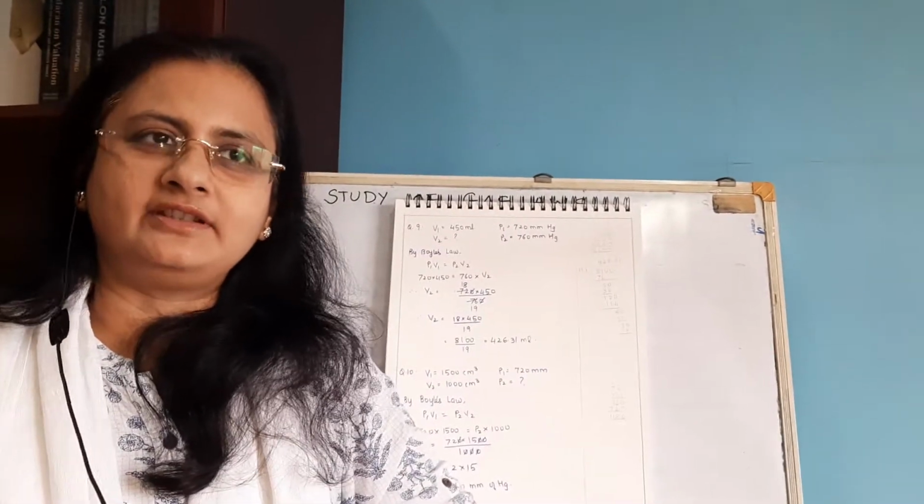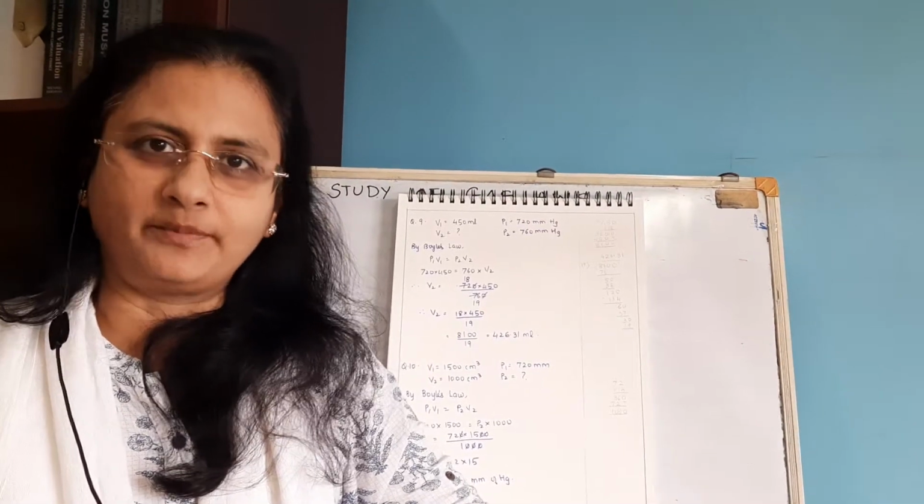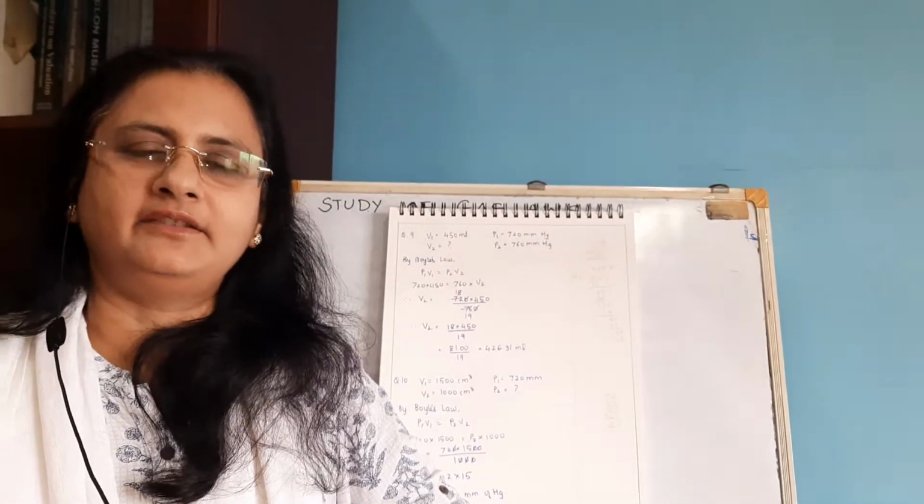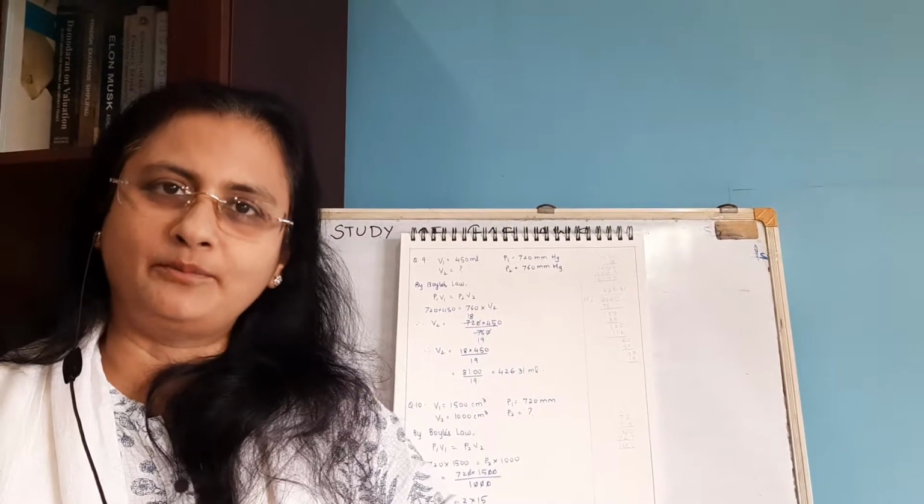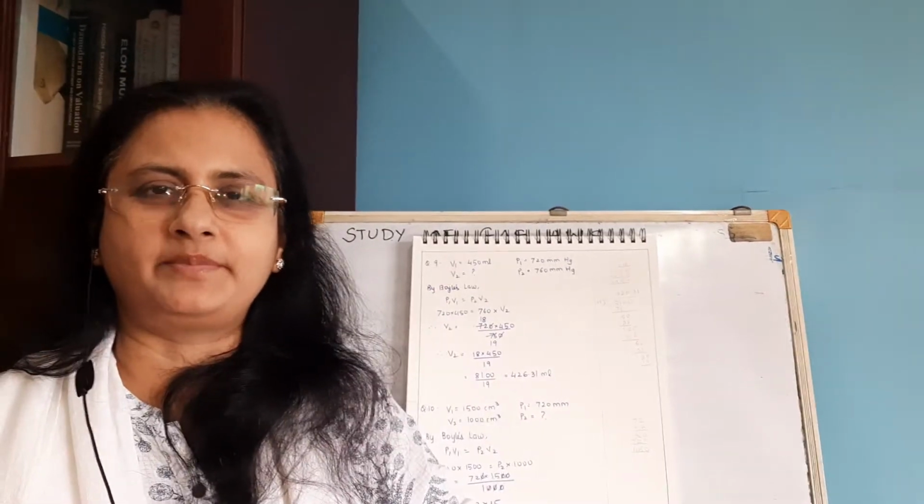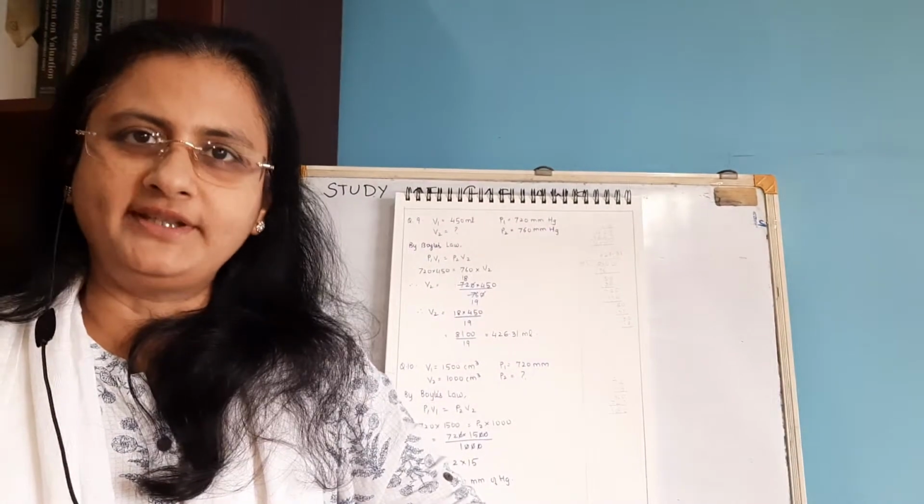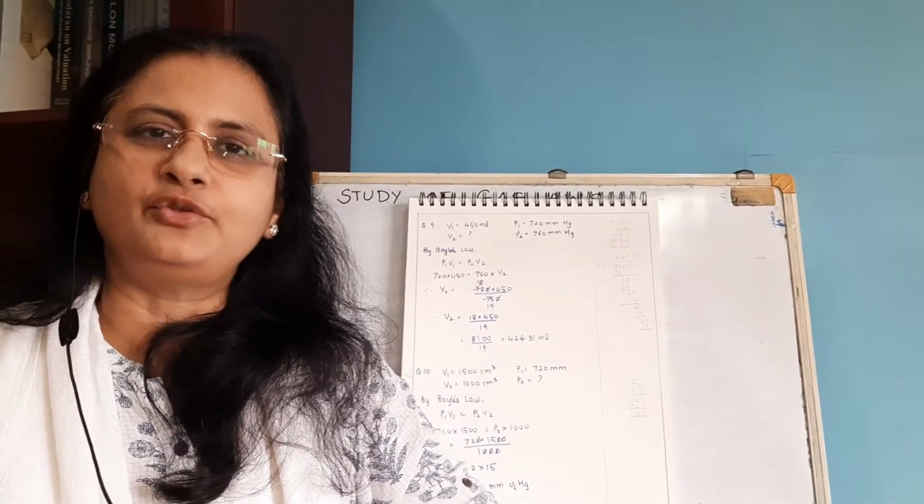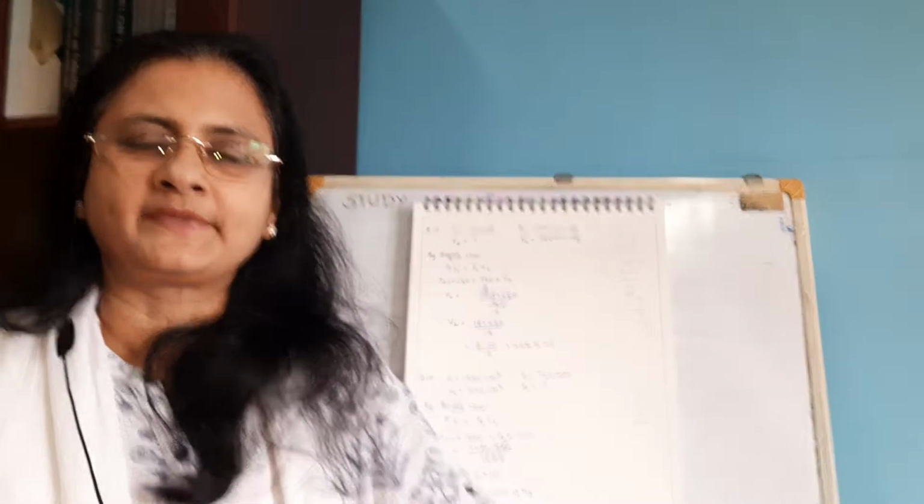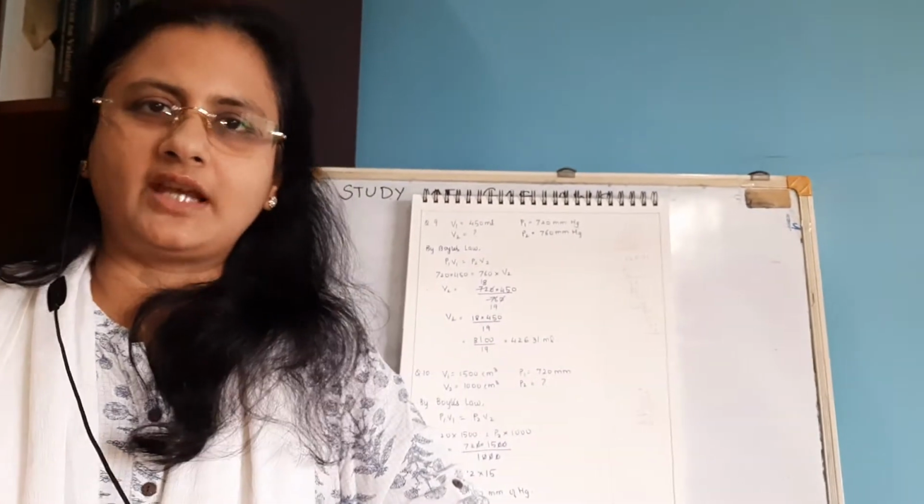In the last session we saw the different properties of gases, then we discussed the three important variables, that is temperature, pressure and volume and their units. Then we saw Boyle's law, we did a few numericals based on Boyle's law. Now today we are going to study Charles' law.